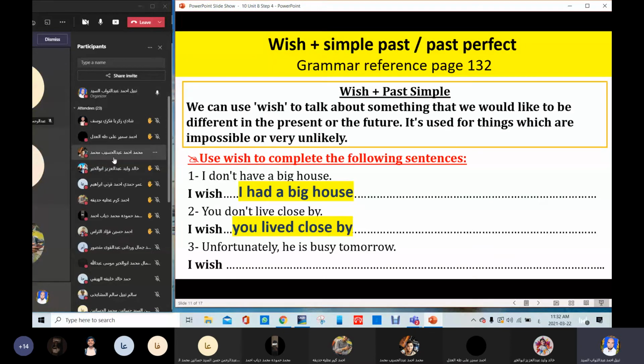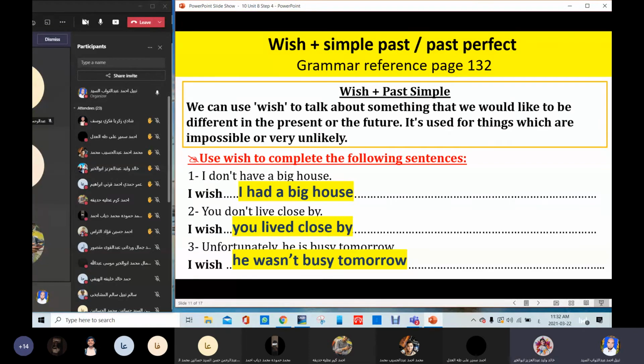Let's see. Khalid Walid. I wish he was busy tomorrow. Wait a minute, Khalid. Here, tomorrow, we don't use was. We use would plus infinitive. I wish he would be busy tomorrow, or he wouldn't be busy tomorrow. I wish he wasn't busy tomorrow. So you can use wasn't, or wouldn't be busy. You can say, I wish he wasn't busy tomorrow, or I wish he wouldn't be busy tomorrow.